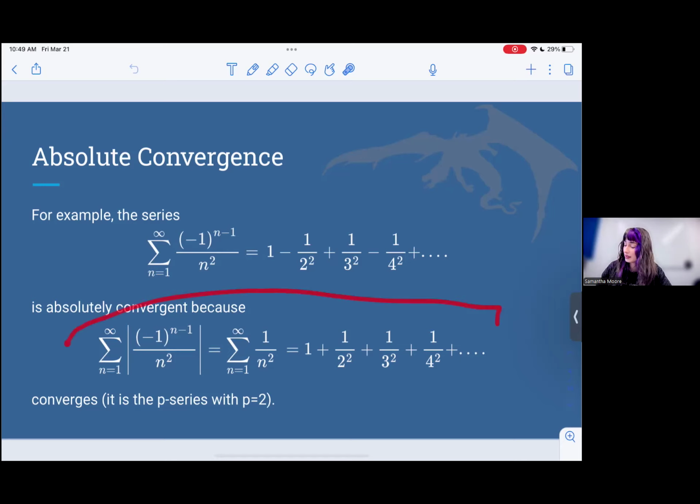And if we think about this new series, we know that converges. That's just a p series where p is equal to 2, right? And so because this related series converges, we call the original series absolutely convergent.